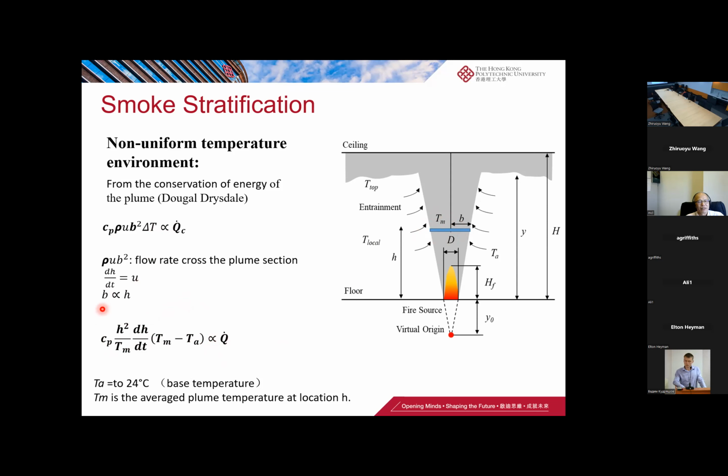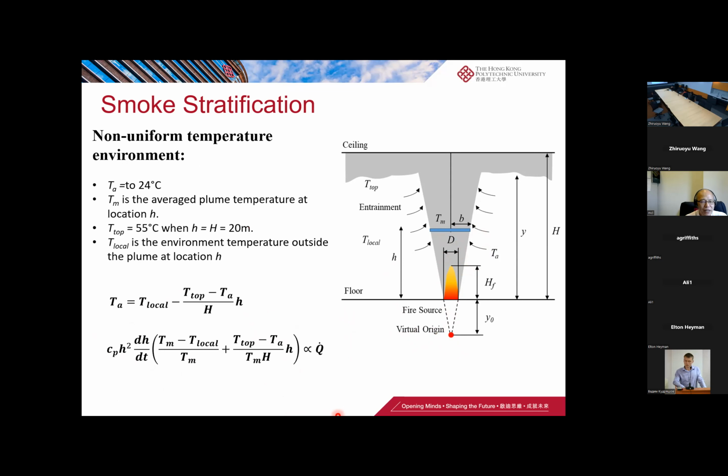Another assumption, assumption B, is that the size of the plume at the location H from the fire source is proportional to the height. This is also a basic assumption for the plume model with the virtual origin at the very beginning. So we have not included any additional assumption, and this inequality still holds.